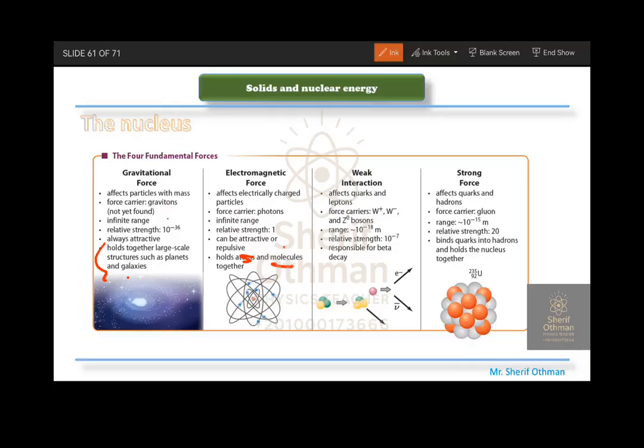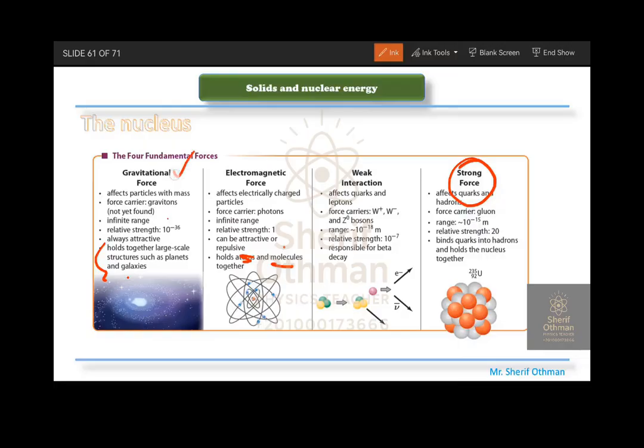Strong force affects quarks and hadrons. Force carrier: gluon. It has a bigger range than the weak interaction, 10 to the power -15 meter. It has a very strong strength. It's the strongest force that exists, with a relative strength of about 20 according to the electromagnetic force. It binds quarks into hadrons and holds the nucleus together. It's responsible for holding the nucleons inside the nucleus together.